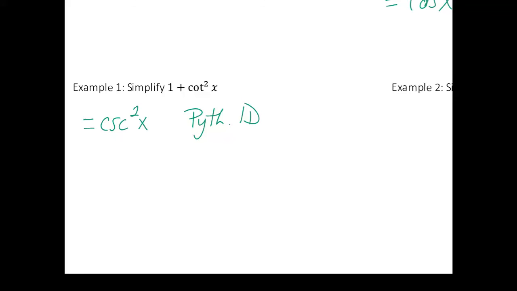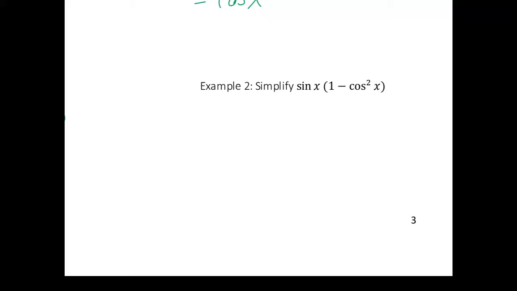I'm basically replacing the left-hand side with the right-hand side, because now I only have one term, versus 1 plus cotangent squared, which was two. All right, last one. I would suggest maybe pausing the video based off of what we just did, give that one a try, and then jump back on when you are finished.